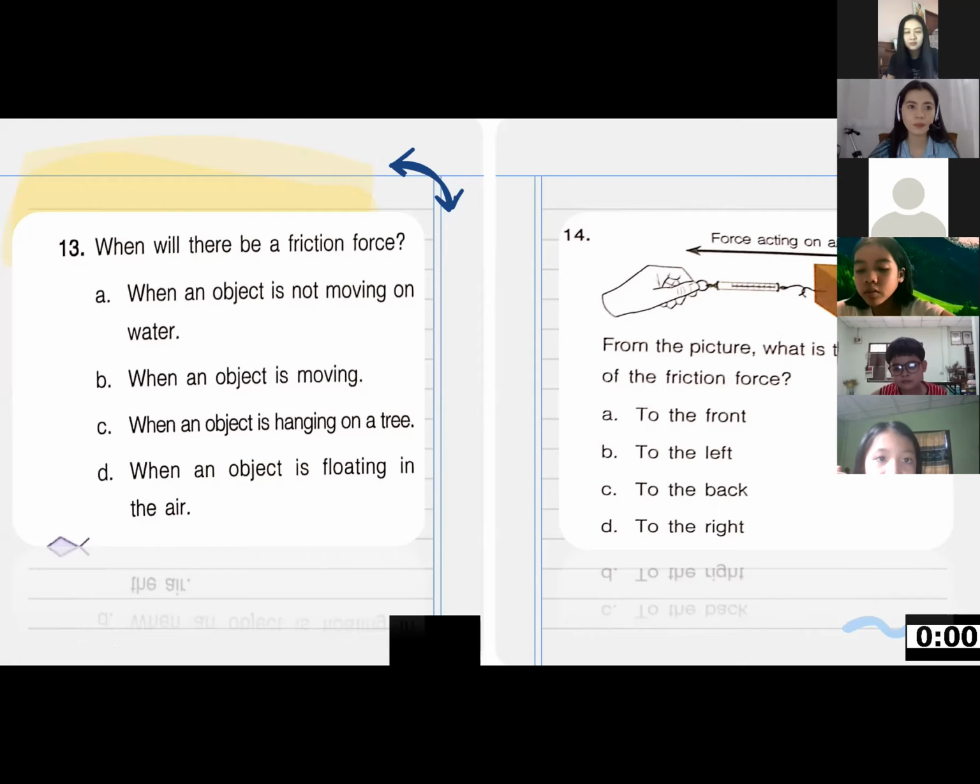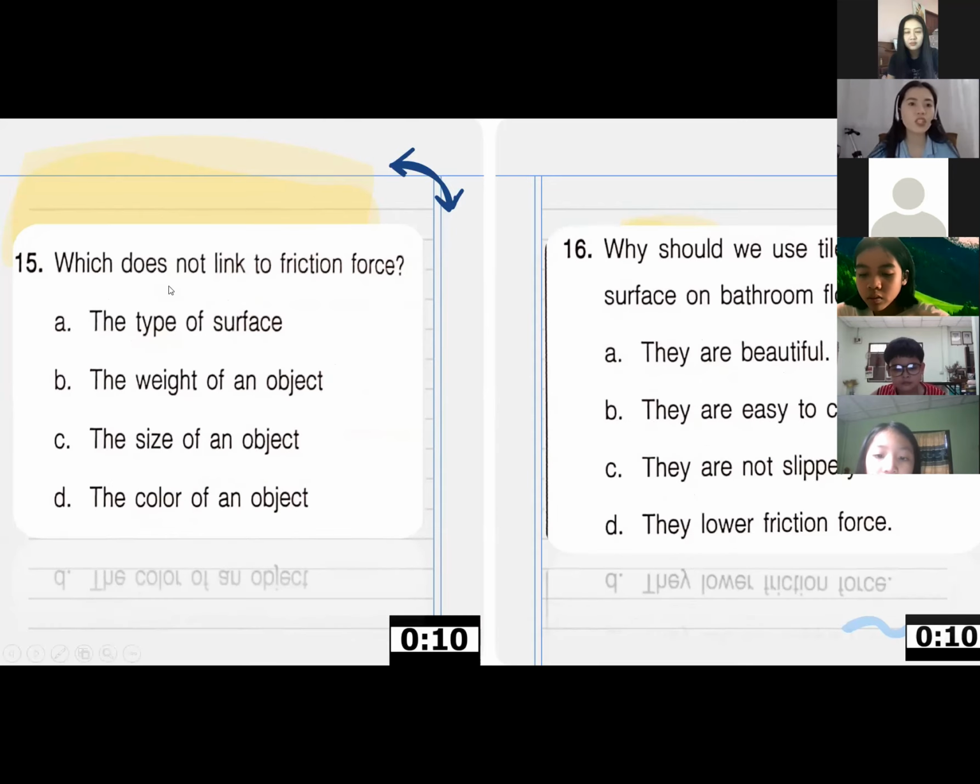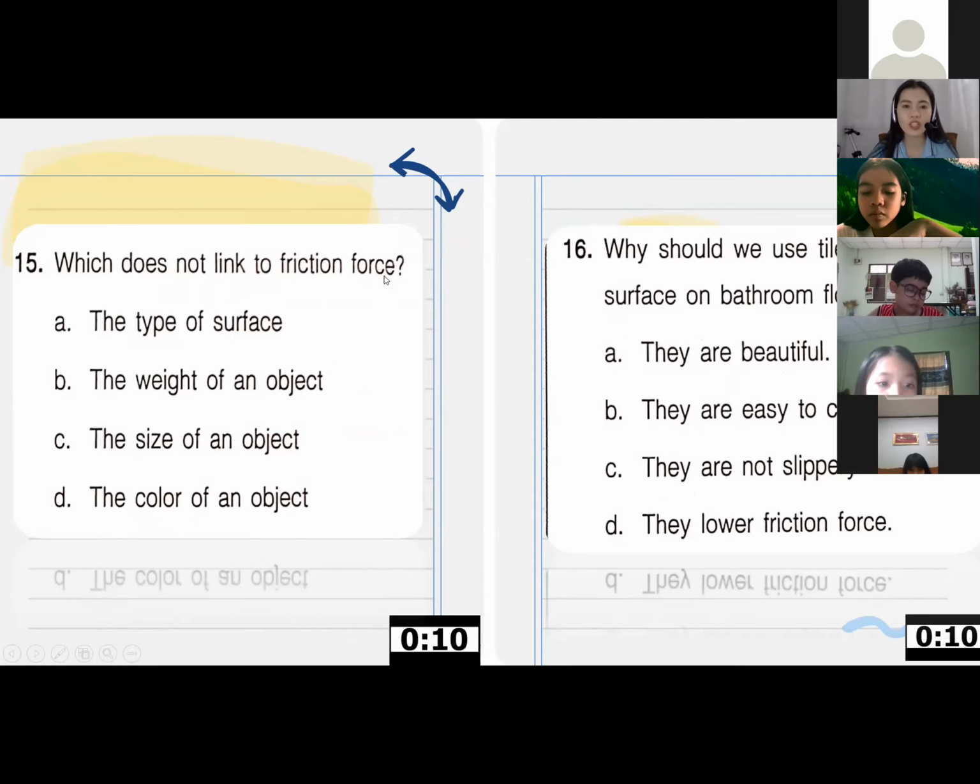Okay, time is up. Number 15. So which does not link to friction force? Which is not related? A. The type of surface. Is it rough or smooth? B. The weight of an object.